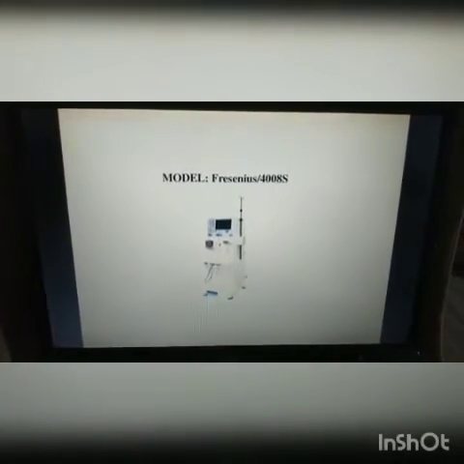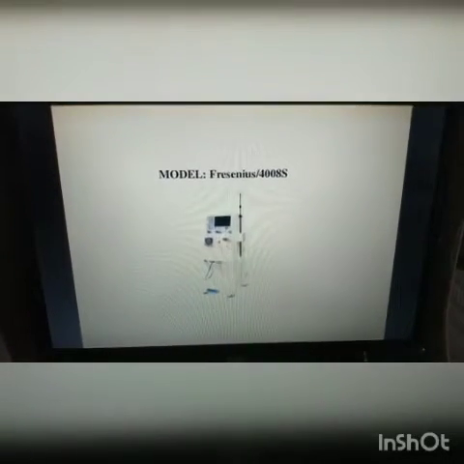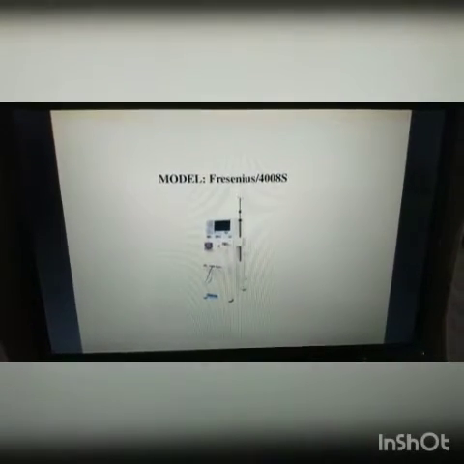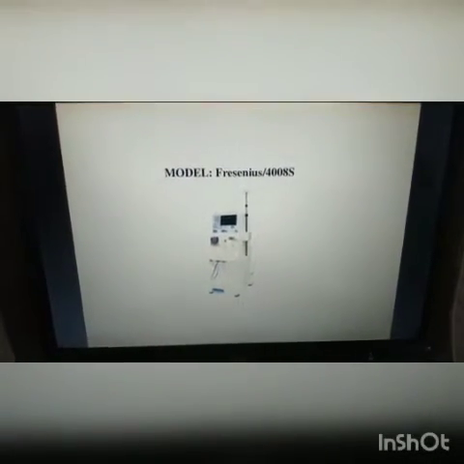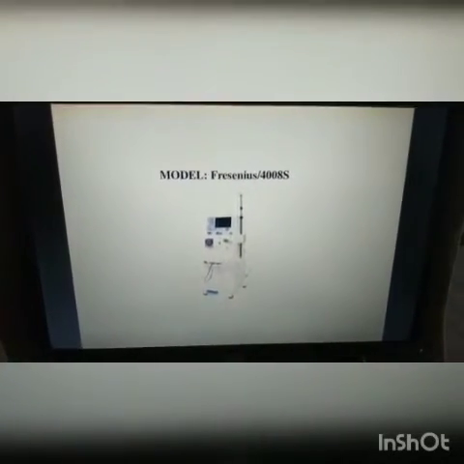This is my model. This is the first model. The most expensive model is a Fresenius. Its model number is 4008S, and it's the most technological machine in the present world.